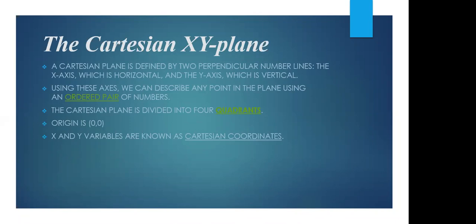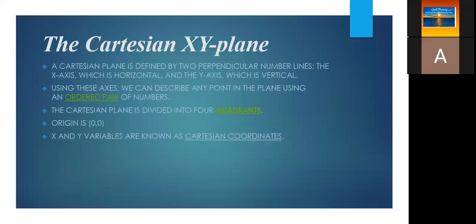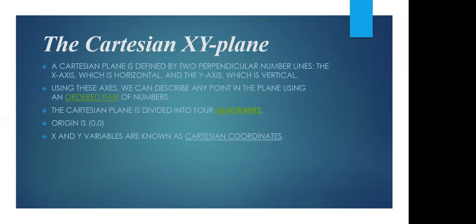plane is defined by two perpendicular number lines: the x-axis, which is horizontal, and the y-axis, which is vertical. Using these axes, we can describe any point in the plane using an ordered pair of numbers. The Cartesian plane is divided into 4 quadrants, and the origin of the XY plane is 0, 0. Then x and y variables are known as Cartesian coordinates. You can understand all these points in the Cartesian XY plane in our next slide.